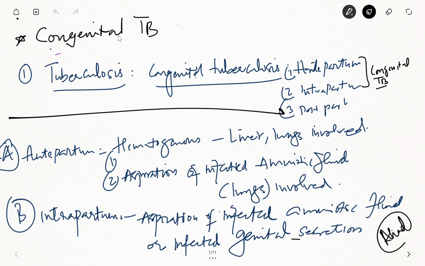Hello. So today we will be talking about congenital TB, congenital tuberculosis. We say congenital tuberculosis if the infection is acquired antepartum or intrapartum. Usually the antepartum acquisition of the infection is either due to hematogenous spread, which primarily involves the liver and lungs, or due to aspiration of infected amniotic fluid. In that case, the lungs are involved. And intrapartum acquisition of the infection is most of the time due to aspiration of the infected amniotic fluid or infected genital secretions.